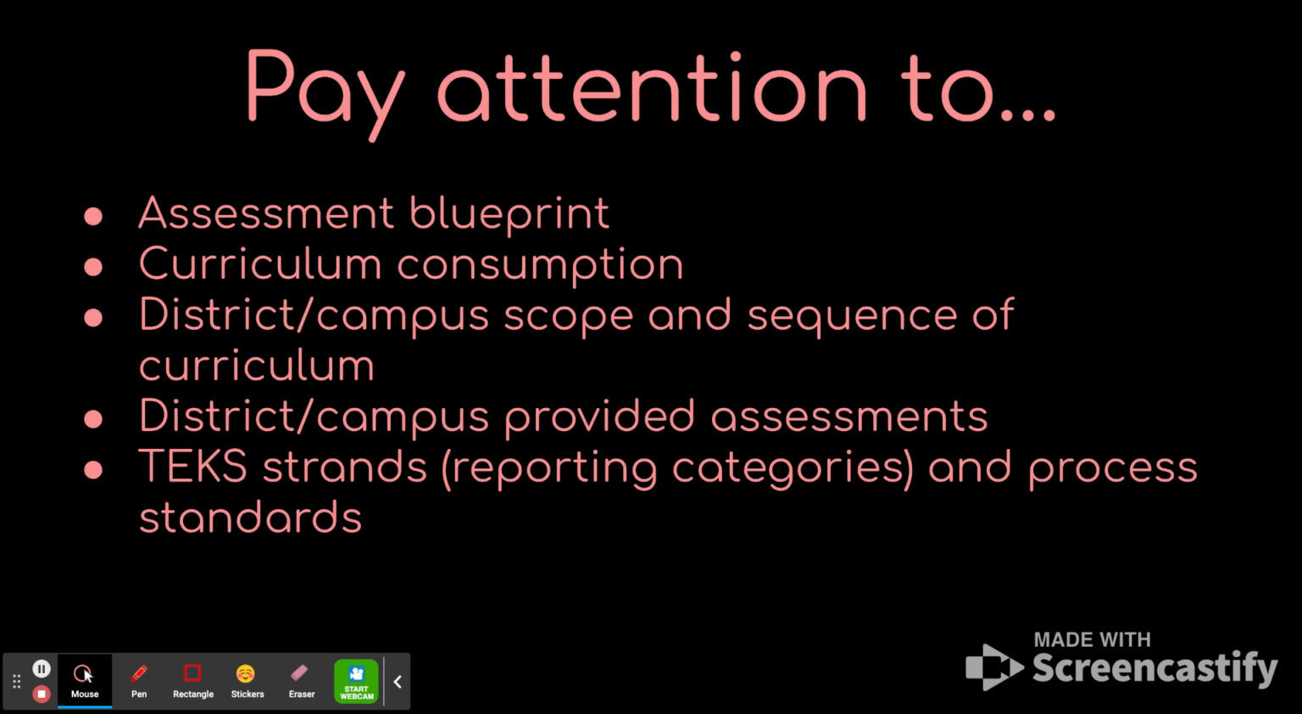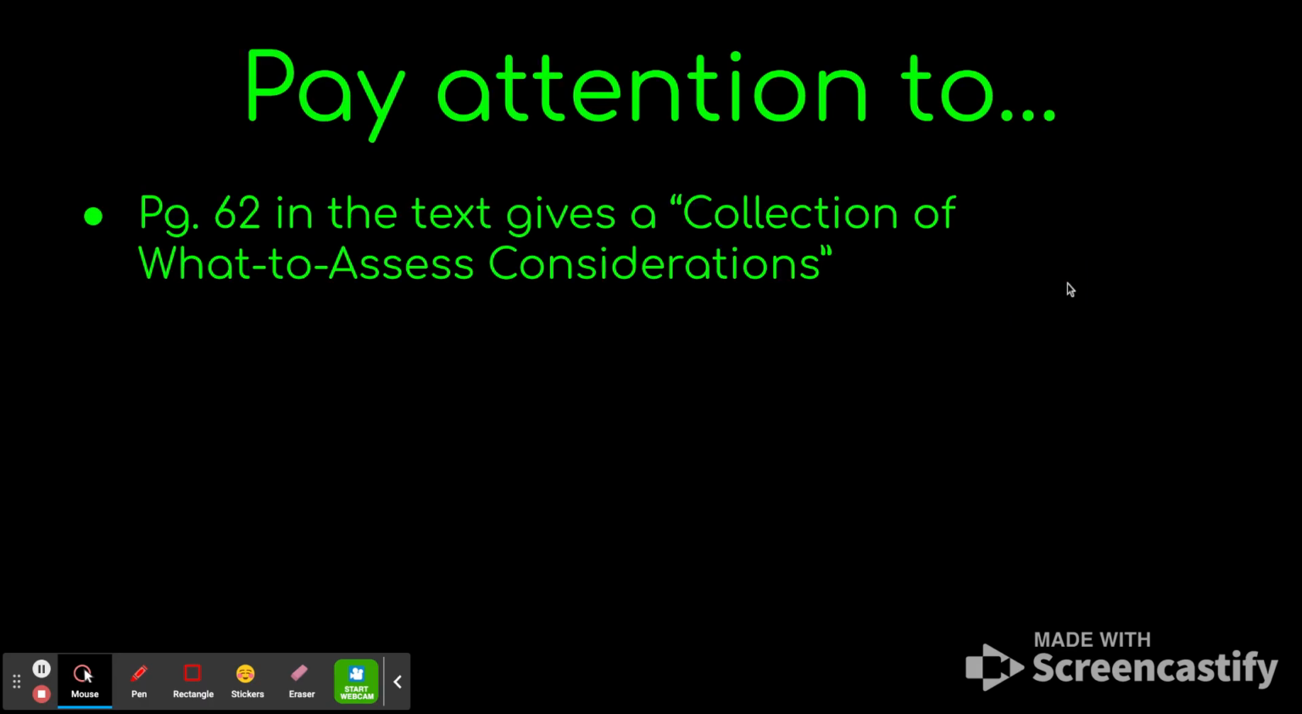And then there's things like our process standards in math, science, and social studies, which really entail things like justification and reasoning and using equipment and things like that. And so all of those are really important as we're thinking about assessment and how we might assess those things, because sometimes we have to get a little creative. It really goes beyond the multiple choice question. And so page 62 in the text gives a collection of what-to-assess considerations, and they're really good considerations, so please pay particular attention to that.